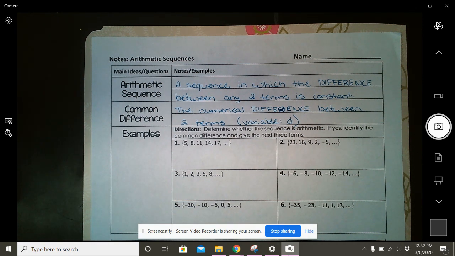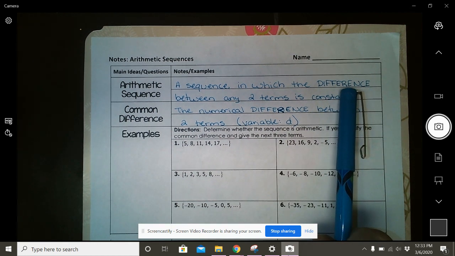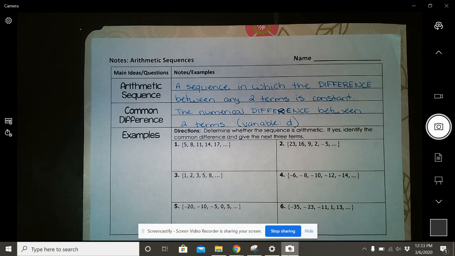So in this video, with arithmetic sequences, let's chat about just kind of what a sequence is first. A sequence is just a pattern of numbers. So an arithmetic sequence is a pattern of numbers where the difference between any two numbers is constant, which means you are going to add the same number over and over again, or subtract the same thing over and over again in order to build the pattern.